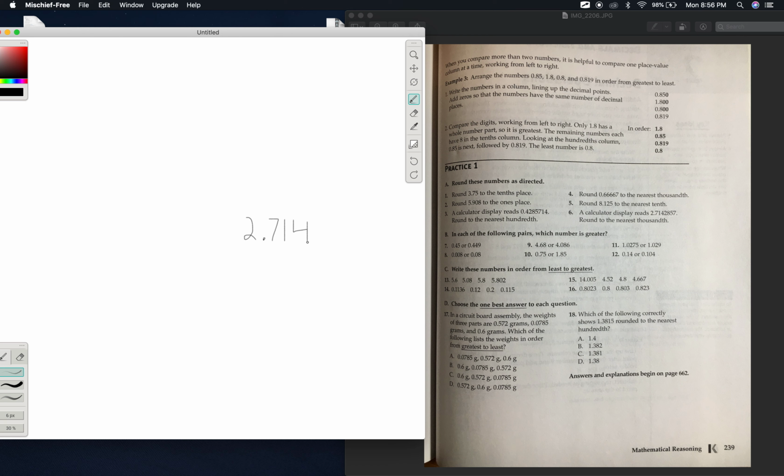2.714. That is your answer. Let's go to the next one right here. In each of the following pairs, which number is greater? Okay, so I have 0.45 or 0.449.